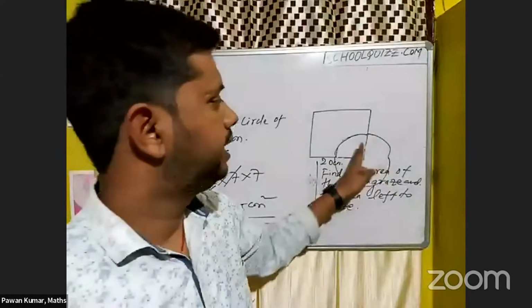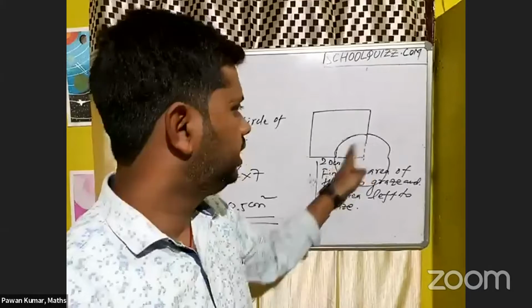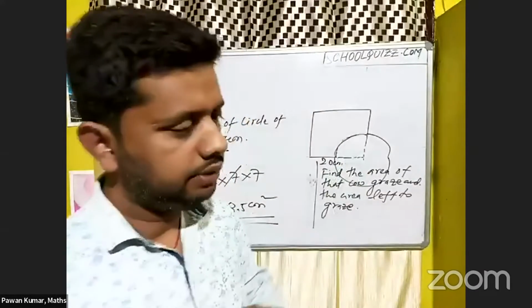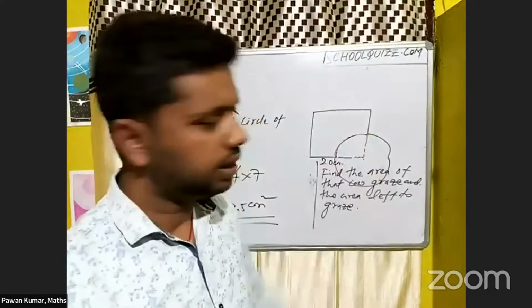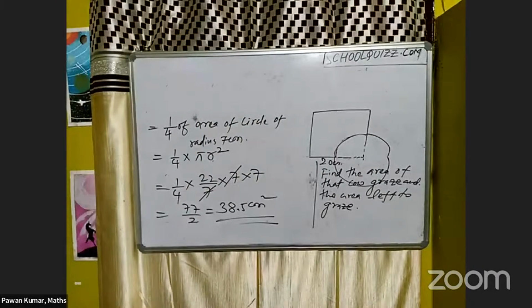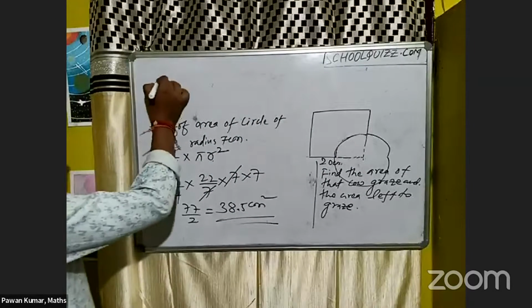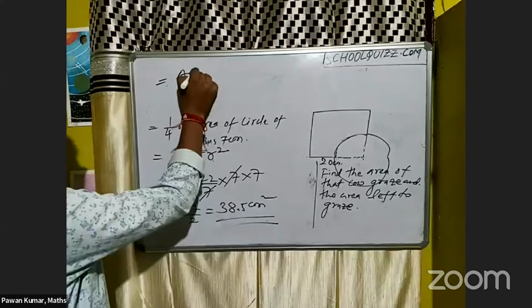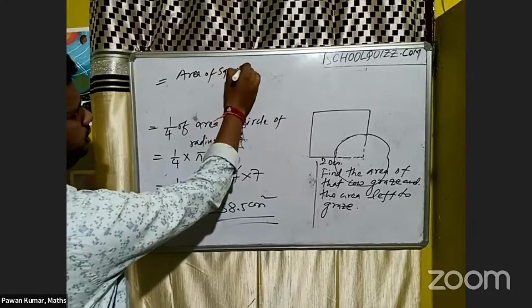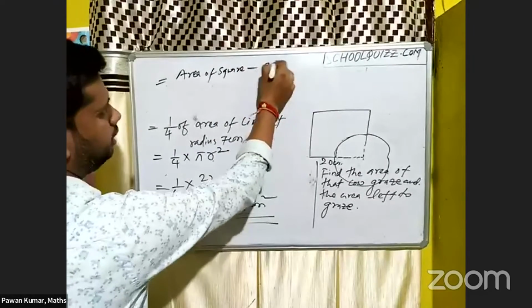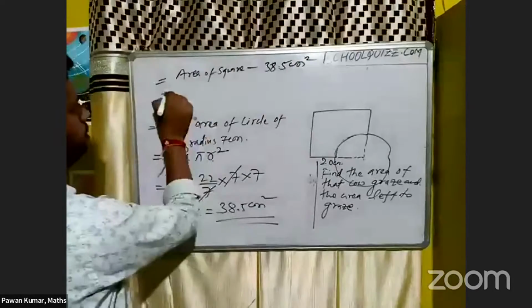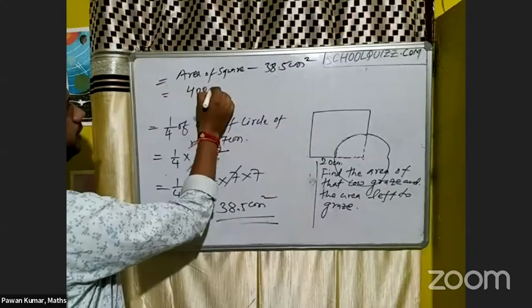If I see it practically, this is the only area where there is reach. That area is shaded, and this looks like a quadrant. One quadrant means 1/4 of the circle. So how much area is left? Simply the area of the square minus this 38.5 centimeter square. The area of the square is 20 squared, which is 400 centimeter square, minus 38.5 centimeter square. Understand? Yes, sir. 361.5. 361.5, sir.